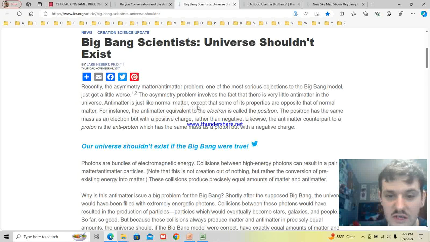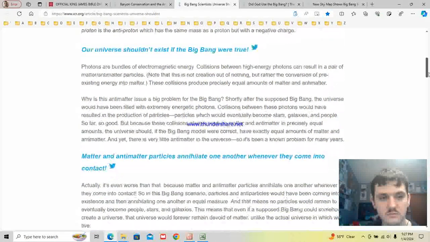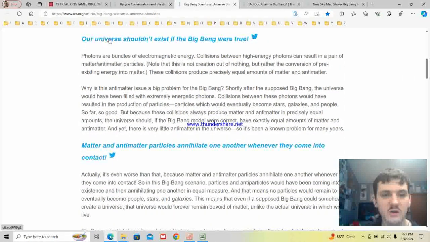Antimatter is just like normal matter, except its properties are the opposite of those of normal matter. For instance, the antimatter equivalent of an electron is called a positron. The positron has the same mass as an electron, but with a positive charge rather than negative. Likewise, the antimatter counterpart to a proton is an antiproton. It has the same mass as a proton, but with a negative charge. In our universe, it shouldn't exist if the Big Bang were true. Photons are bundles of electromagnetic energy. Collisions between high-energy photons can result in a pair of matter and antimatter particles.